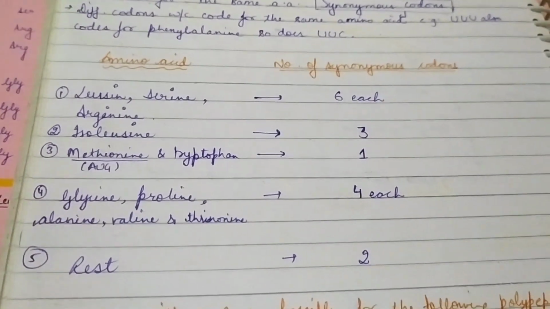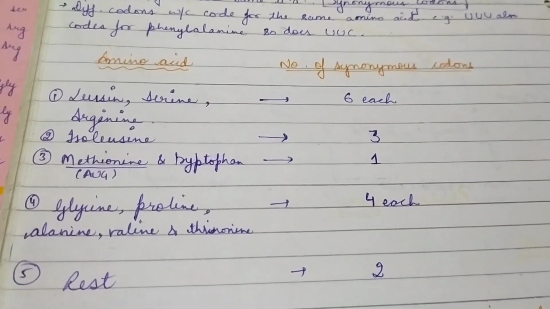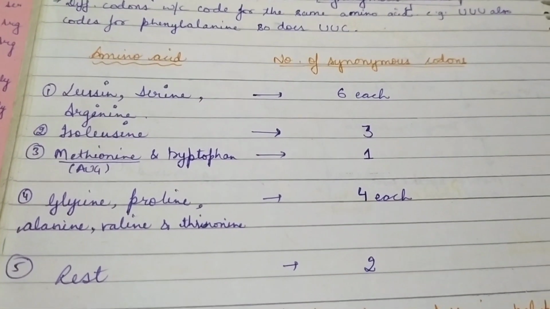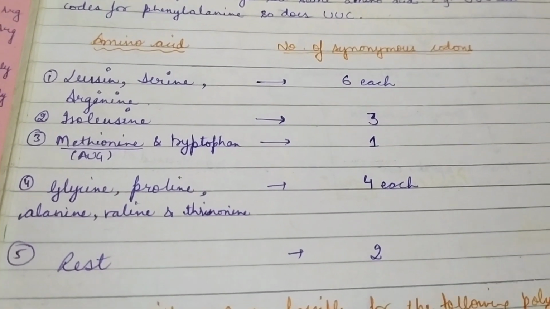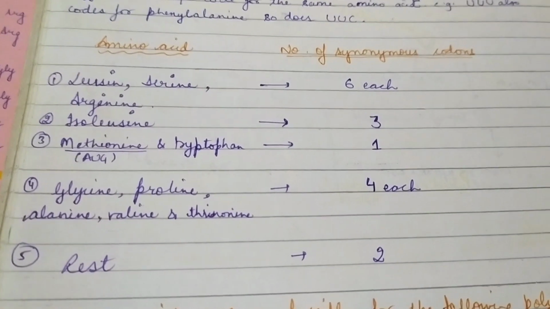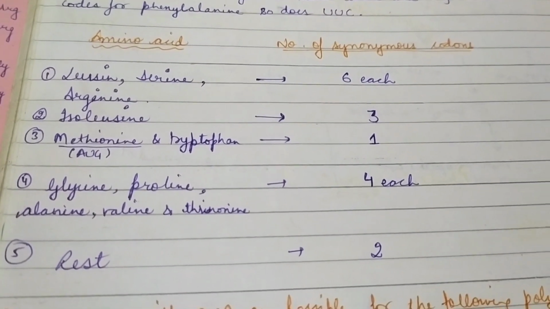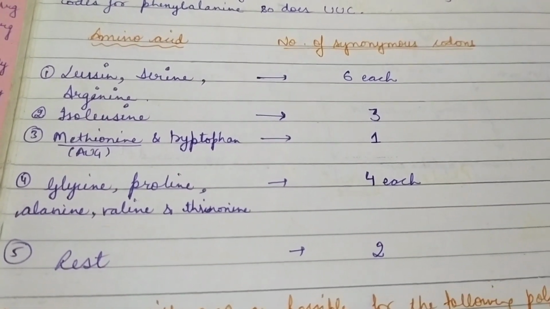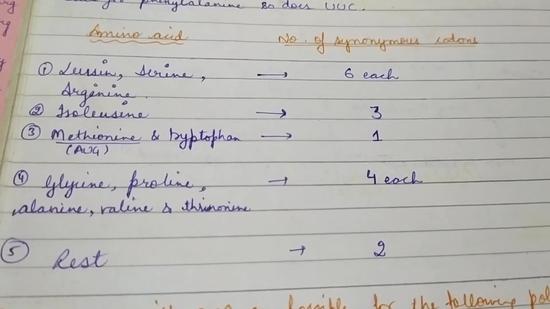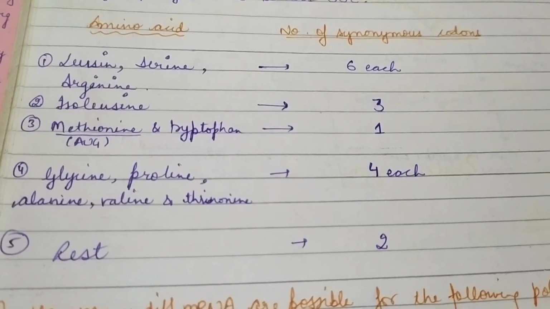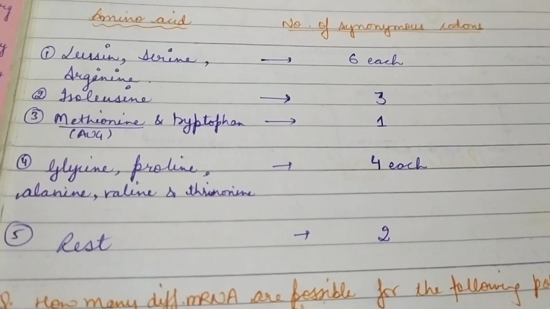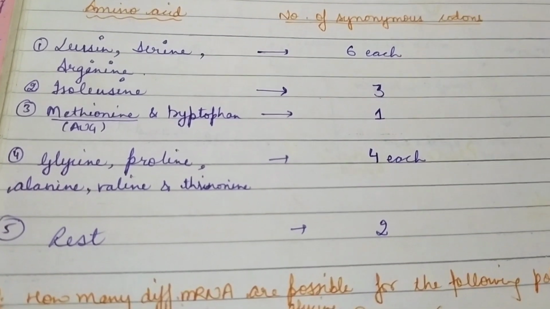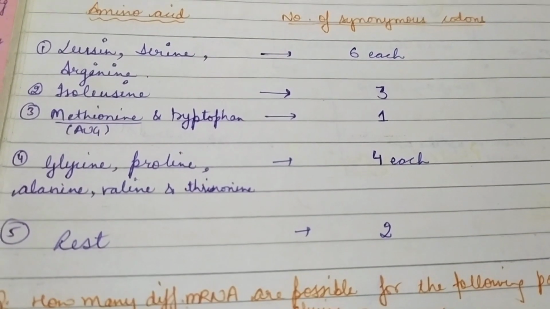So you can learn this like: leucine, serine and arginine have 6 codons each. Okay, so the number of synonymous codons for leucine, serine, arginine is 6. For isoleucine it is 3, methionine and tryptophan have 1, and AUG is for methionine. For glycine, proline, alanine, valine and threonine, it's 4 each, and for the rest of them it's 2.